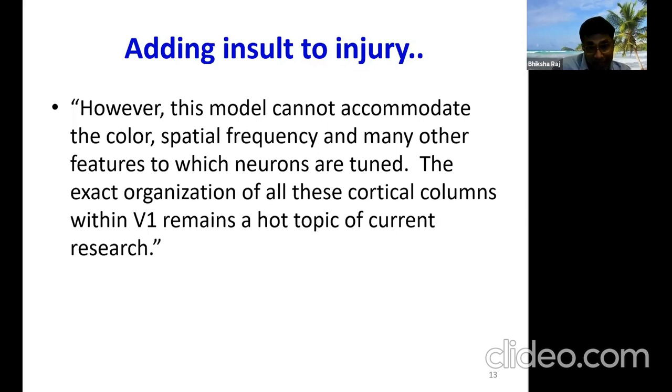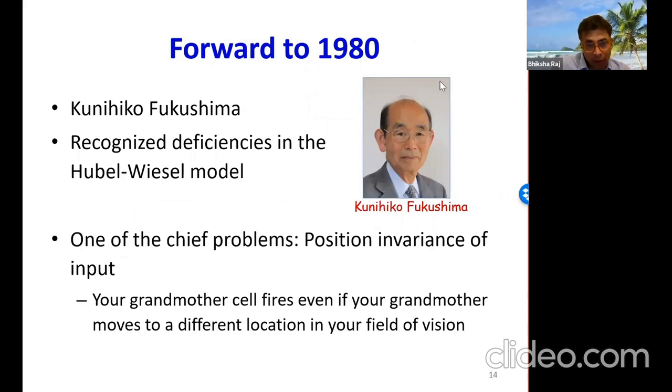So this is right, right? S cells find patterns and the C cells clean them up. This is what they found. And so the matter stayed in the domain of brain studies until, fast forward to 1980, Kunihiko Fukushima computationalized Hubel and Wiesel's model. And in doing this, he also addressed one of the key deficiencies in their model, that of position invariance.